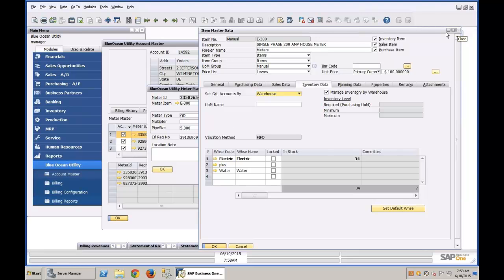A full inventory management system is available, and as you can see, meters can be inventoried, sold, or purchased. In our case, all three. If we go to the Replace Meter button, immediately a service call is initiated, and this service call will instruct the service department to go and replace the meter.